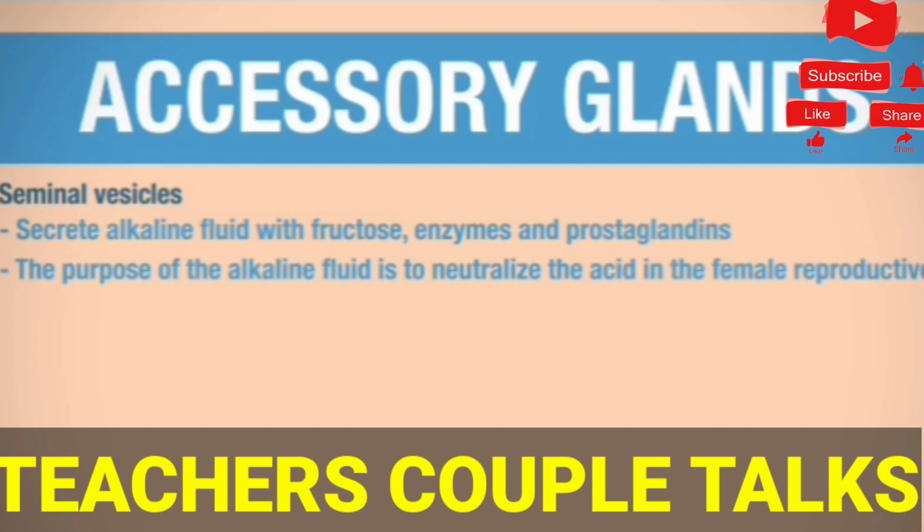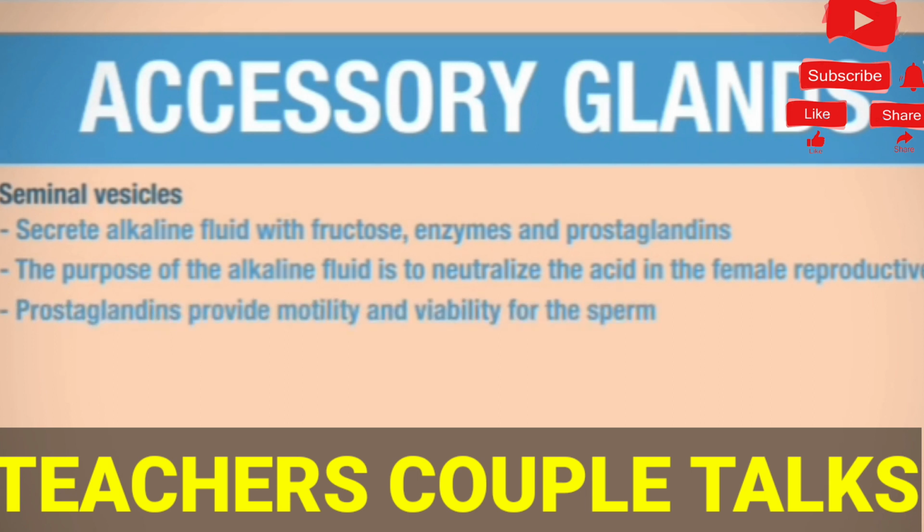The enzymes in the fluid facilitate semen clotting. There are also prostaglandins in this fluid. These are for motility and viability of the sperm. The prostate gland is another accessory gland. The prostate gland secretes citrate, which is an energy source for sperm motility, and enzymes that will break down the semen clot once it is in the female reproductive tract.